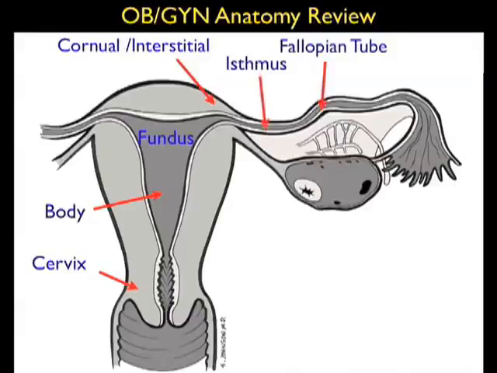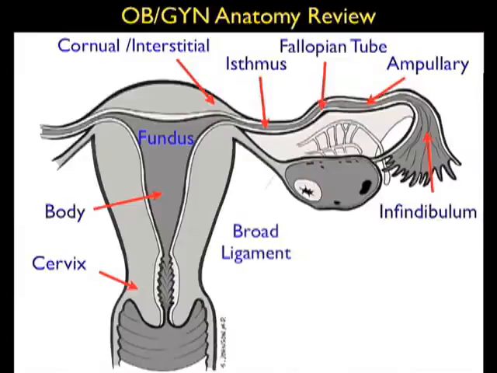We see the area where the fallopian tube enters into the uterus, which is the interstitial region in a normal uterus, and the cornual region in a bicornuate uterus. And this is where some variants of ectopics can implant. Notice the areas of the fallopian tube to the right, which we'll concentrate more on with regard to ectopic pregnancy. And we see the broad ligament there encasing the fallopian tube and the ovary as seen to the right.